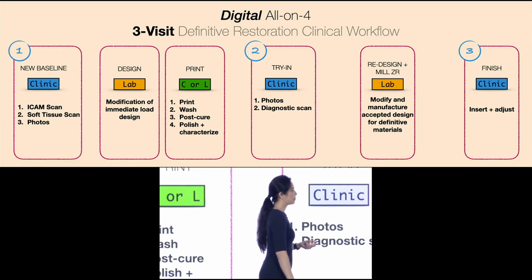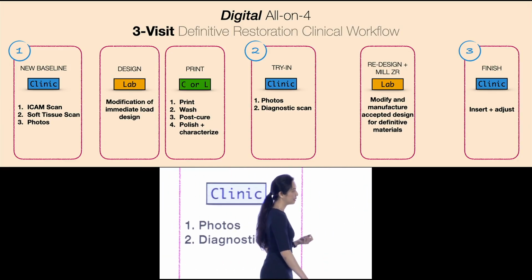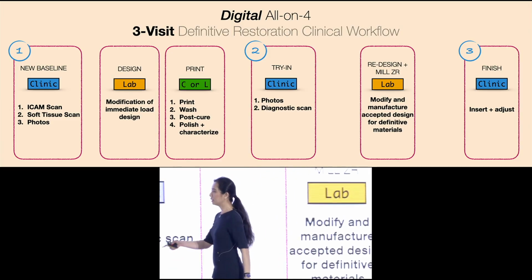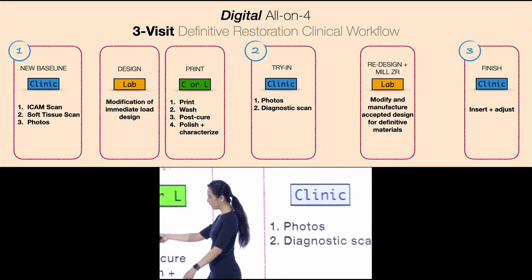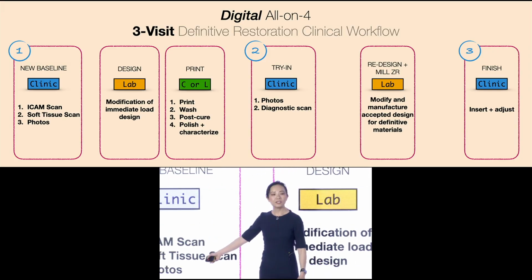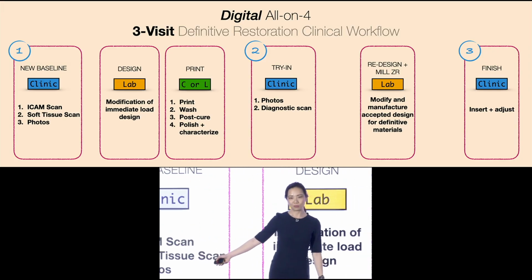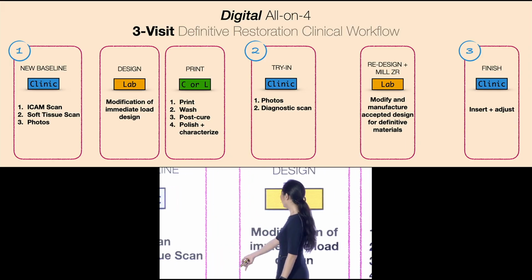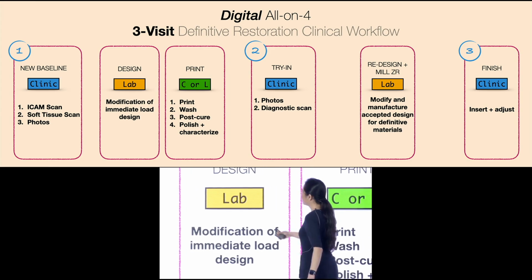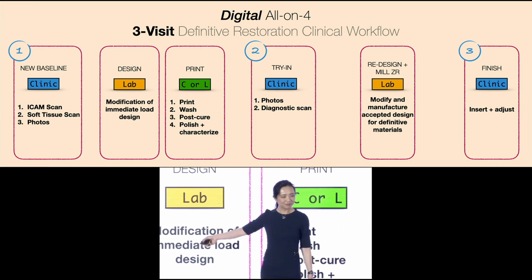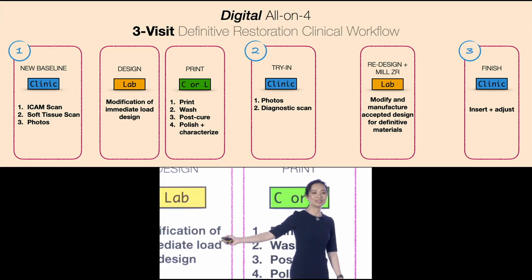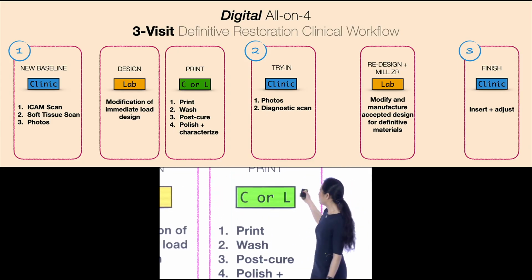In order to go to finish from here, we're looking at a similar workflow where we start with a new baseline, where we accept that on the day of the initial iCam scan, there might have been some changes. We still need to do a new soft tissue scan because the soft tissue would have remodeled at this point, and we finish with photos. From there, we move on to a new design. I usually try not to do it on the same day. I give the lab plenty of time to mess around with the design. That way I can evaluate and suggest changes prior to committing to a print.